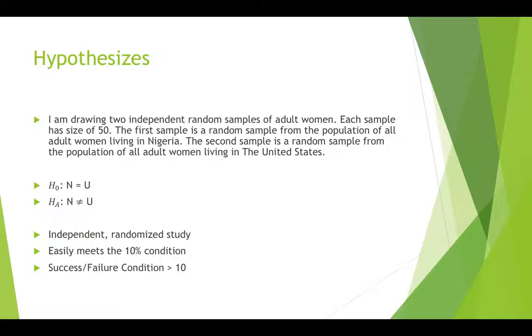So my null hypothesis is that Nigerian women's average height will equal that of the United States women's average height. My alternate hypothesis is that Nigerian women's average height will not be the same as United States women's average height. First of all, the study is independent and randomized. It easily meets the 10% condition. And finally, the success failure condition is greater than 10.